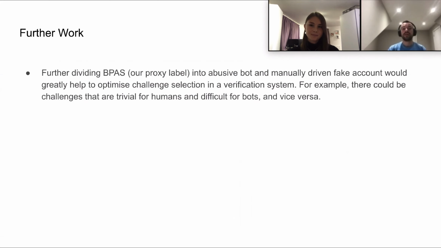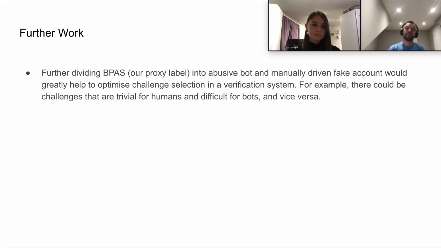We mentioned that fake accounts is a generic term that can cover several types of abusive accounts. A high level taxonomy would be bots and manually driven fake accounts. Being able to further divide our abusive labels, and further divide BPASS, our proxy label, into abusive bots and abusive manually driven fake accounts would greatly help to optimize challenge selection in the verification system.